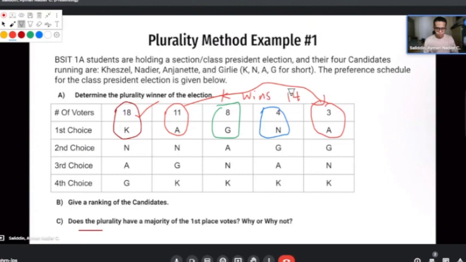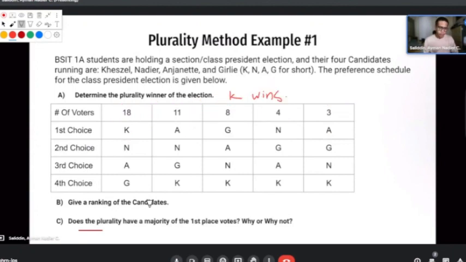Right? We are going to give a ranking for the candidates. Kaisal is going to be first. And then Anjanet with 14. And then Gurley, and lastly, Nadir.